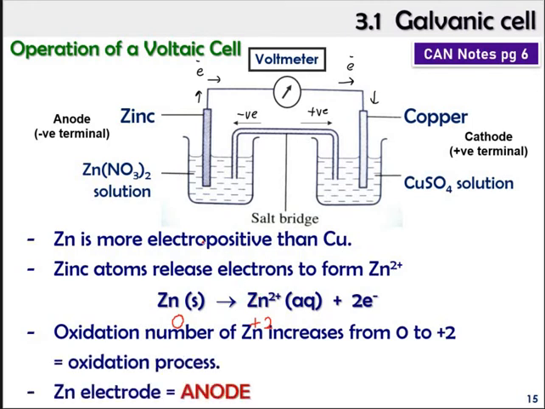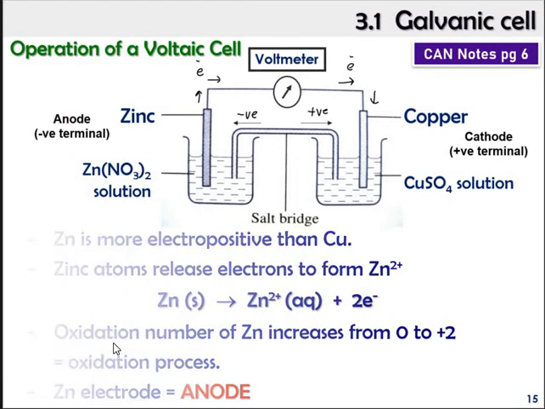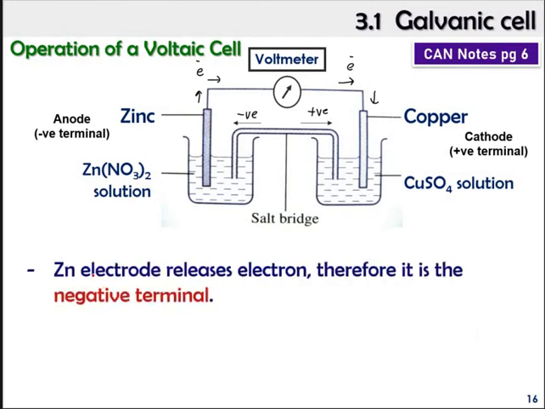So zinc electrode adalah anode. Okay, which is dia berlakunya proses oxidation. Alright. So, zinc electrode release electron. Therefore, it is the negative terminal. Okay, and then zinc atom produce zinc 2+, so zinc dissolve. So, that's mean lama-lama zinc dekat sini dia akan become thinner. Okay, dia akan jadi kurus macam tu, terhakis.